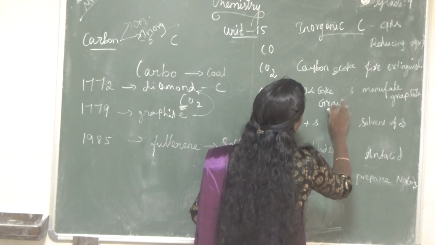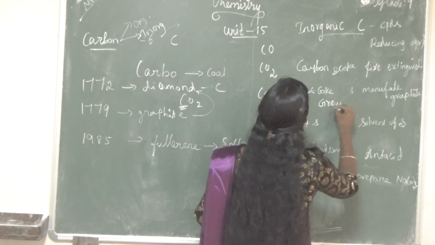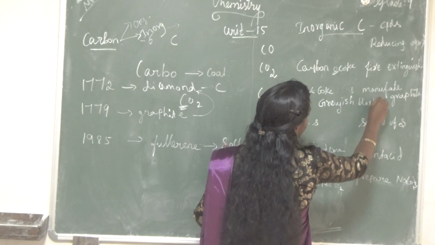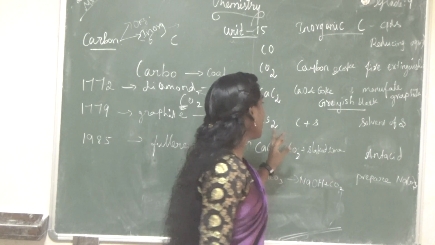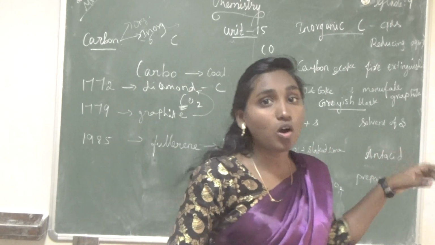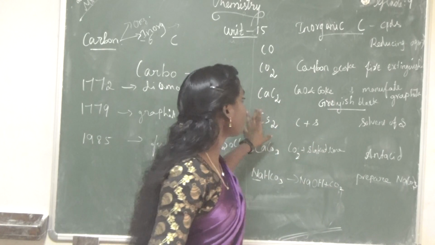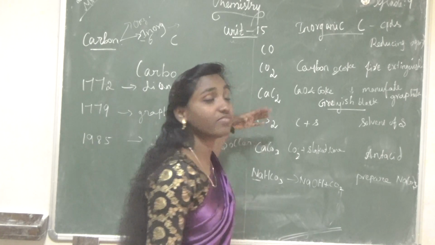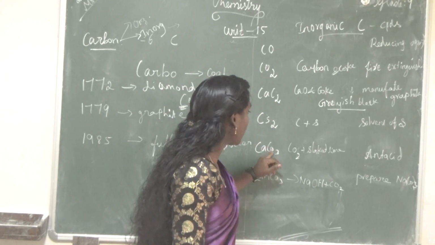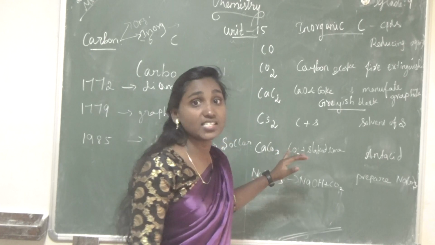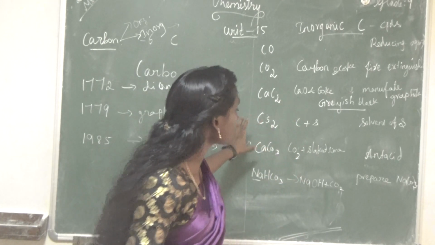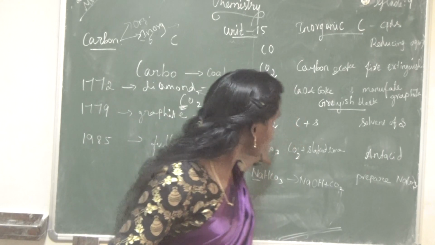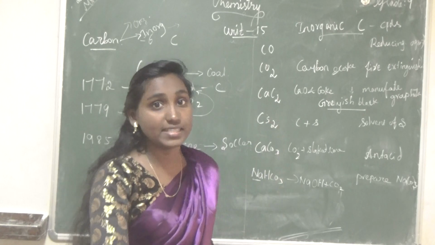What is the color of calcium carbide? Greyish black. And carbon disulfide is a colorless, inflammable substance. Inflammable means a burning substance. Then calcium carbonate is a white crystalline solid. Then sodium bicarbonate is also a white crystalline solid substance.